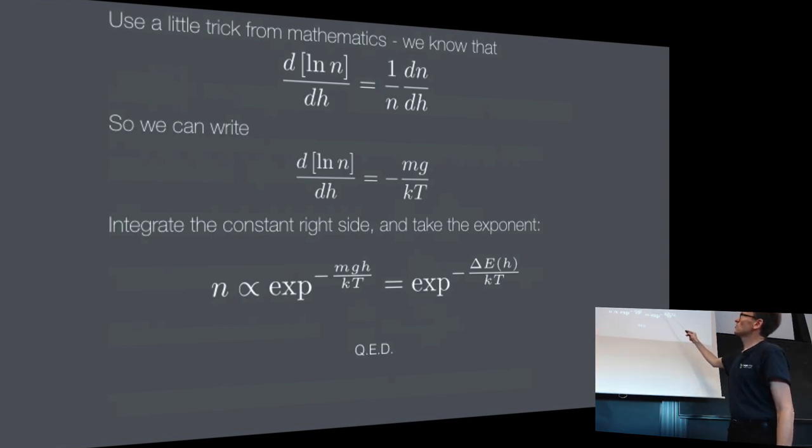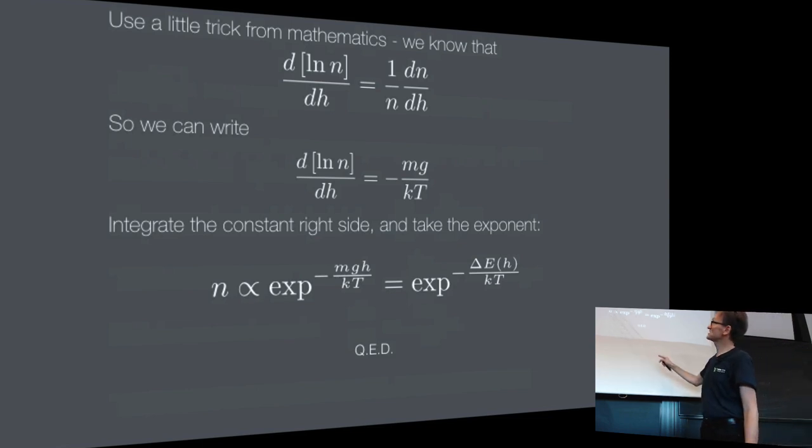So that would correspond to that, and that's what I had here, right? So that's the derivative of the logarithm of n is equal to that constant. Then I integrate that, so the logarithm of n is that constant multiplied by n. And then I take the exponential of both sides, so that we say that n is proportional to an exponential function, and then minus mgh divided by kT.